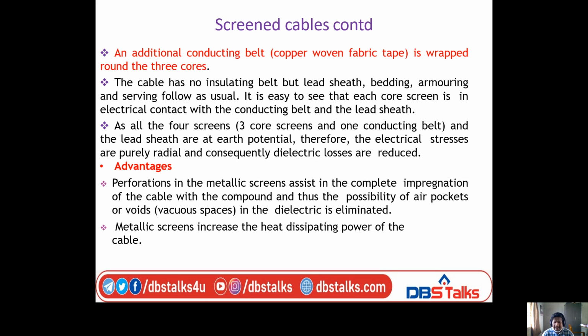Now an additional conducting belt, that is copper woven fabric tape, is wrapped around the 3 cores as usual in belted cable. The cable has no insulating belt, but lead sheath is there, bedding is there, armoring and serving follow as usual. It is easy to see that each core screen is in electrical contact with conducting belt and a lead sheath.